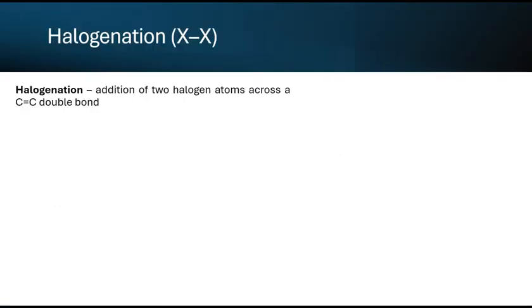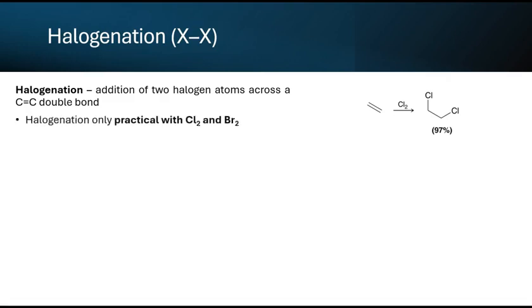Halogenation, the addition of 2 halogens across a double bond. We're adding Cl2 across ethene, resulting in a dihalide. Halogenation is only practical with chlorine and bromine. Halogenation with iodine is poor, and with fluorine it is too violent.